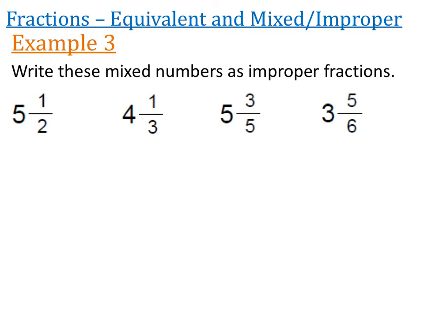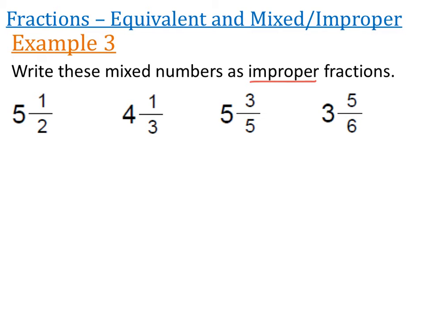All right, do you remember how to write these mixed numbers as improper fractions? An improper fraction is a fraction that has a bigger number on the top of the fraction than it does on the bottom. So it has a bigger numerator than denominator.